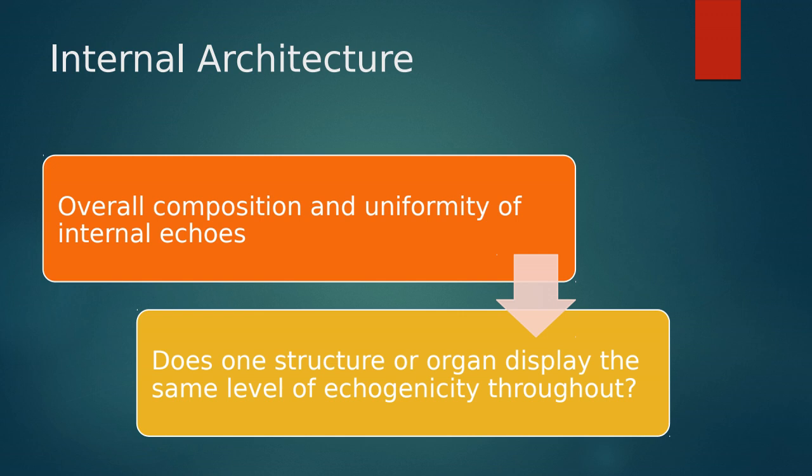So when we're talking about an internal architecture, do you think we're going to talk about it in terms of an anechoic structure? No, because an anechoic structure does not produce internal echoes. So we can't talk about the uniformity of echoes or the composition of those echoes because there are none. So when we're talking about architecture, we're only talking about echogenic structures.